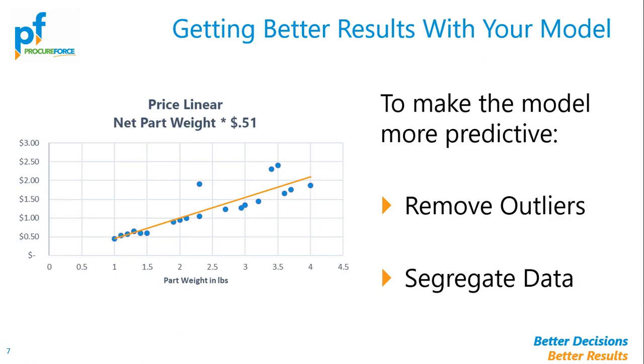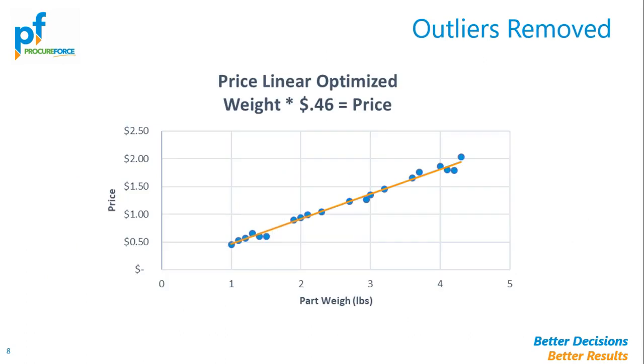We have 3 that are outside of the line. These are outliers. To make the model more predictive, we can either remove these outliers or segregate the data. First, let's just remove the outliers from our table. You take them out of the table, you rerun the calculation, and you get a fairly predictive model again because all of the dots are around the orange line.